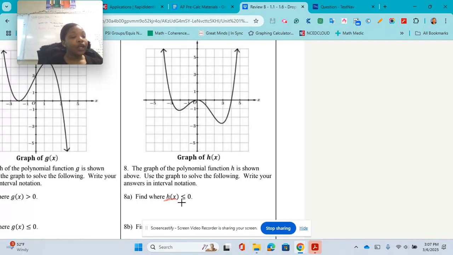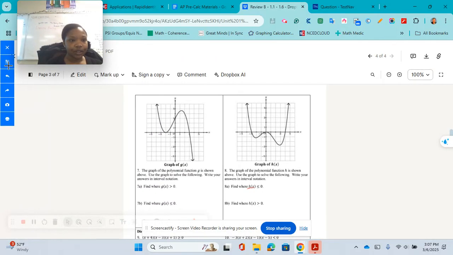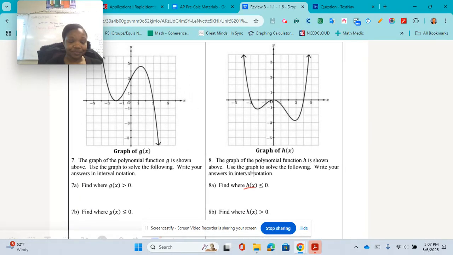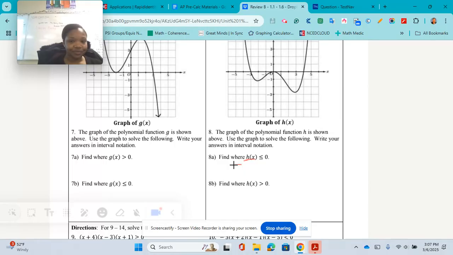All right. So in order for us to find the y-values that are less than 0, and we are including the zeros, it would be from -3 to 4. That's it. Because it actually equaled that -3 and that 4.